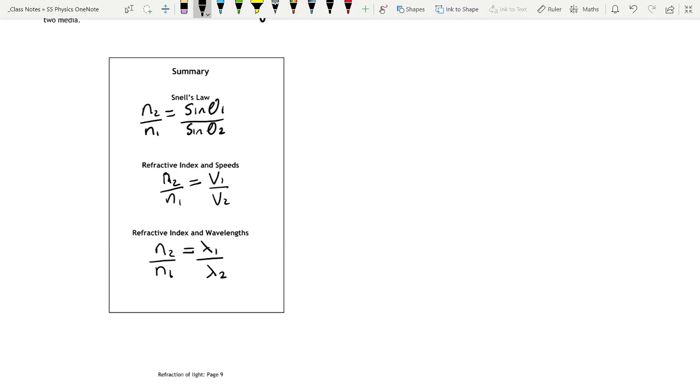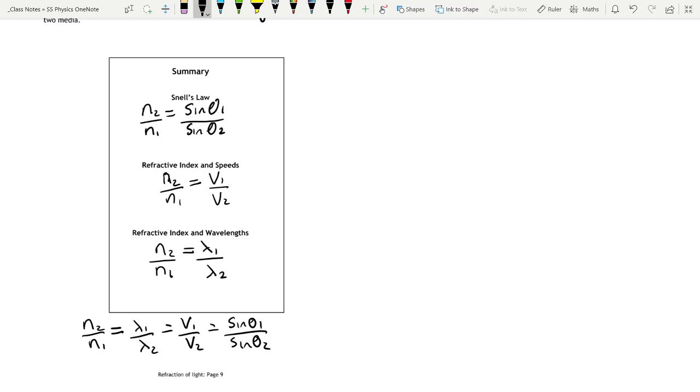So in summary, n2 over n1, or sometimes just written as n, is equal to wavelength 1 over wavelength 2, which is also equal to speed 1 over speed 2, which is also equal to sine theta 1 over sine theta 2. So you can find out quite a lot of information if you know the refractive index. Remember, wavelength 1 is the wavelength of the wave in material 1, and wavelength 2 is the wavelength of the wave in material 2.